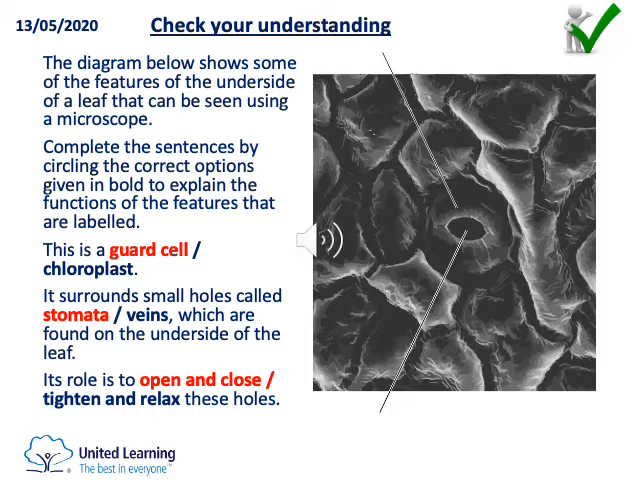So the first sentence should have read, "This is a guard cell." The second should have read, "It surrounds small holes called stomata, which are found on the underside of the leaf. Its role is to open and close these holes."